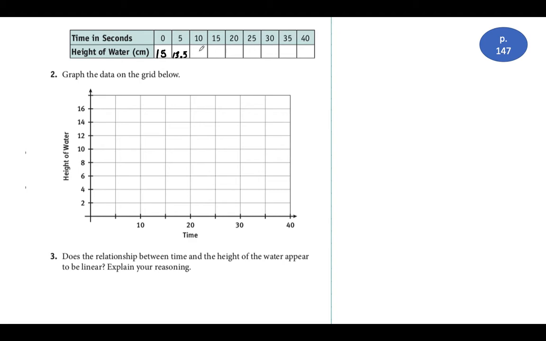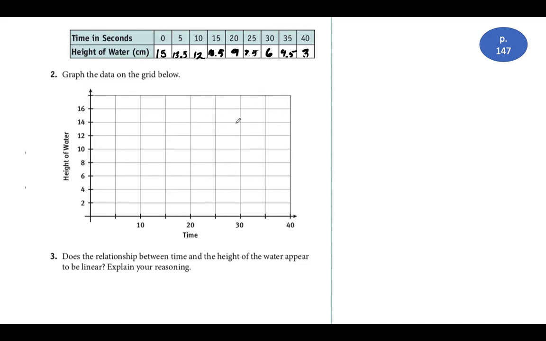We do it again, and now there's only 12 centimeters, and again, and there's 10.5 centimeters, and then 9, and then 7.5, and then 6, and then 4.5, and then 3. Okay, so we've recorded our data, we throw the water bottle away, and now we're going to use that data to make a point. So please graph the data on the grid below.